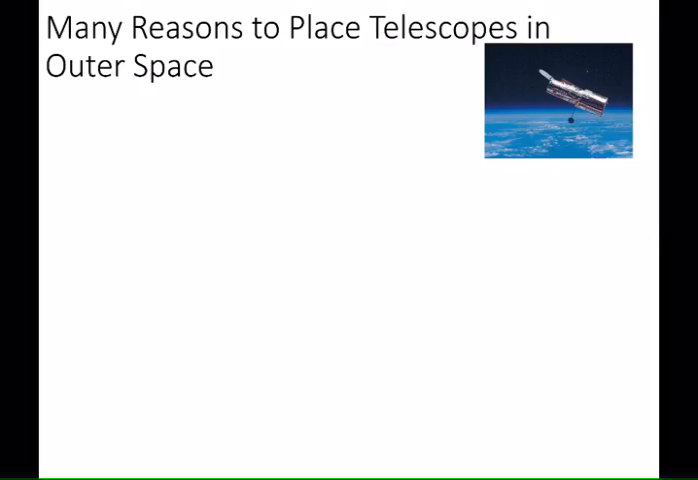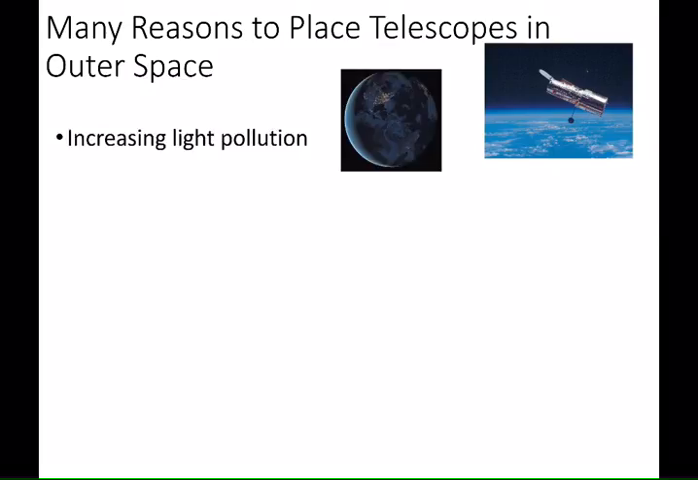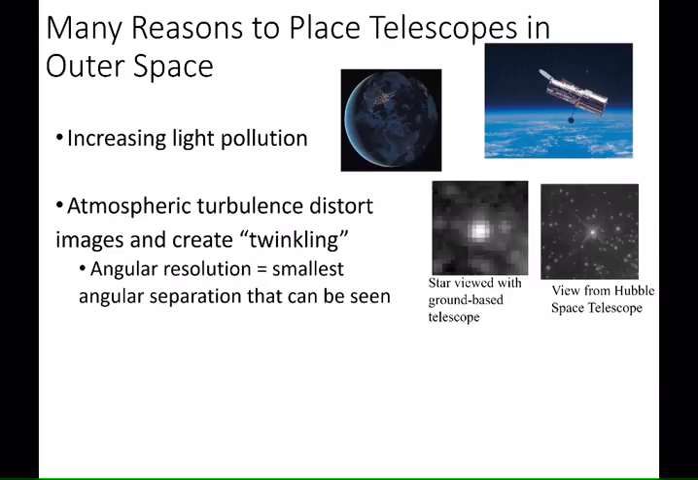Okay, so why would you want to put a telescope in outer space? Well, there are several reasons. One of them is light pollution from humans or from the sun. Another thing is if you have a telescope out here, then you don't need to worry about this. What's this? Atmosphere, yep. Exactly, if it's orbiting the Earth.